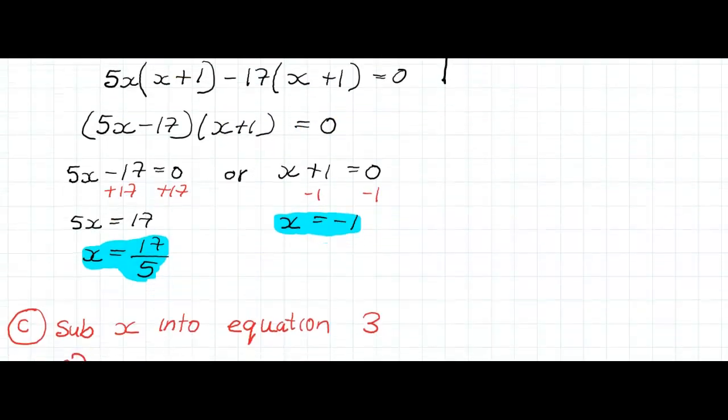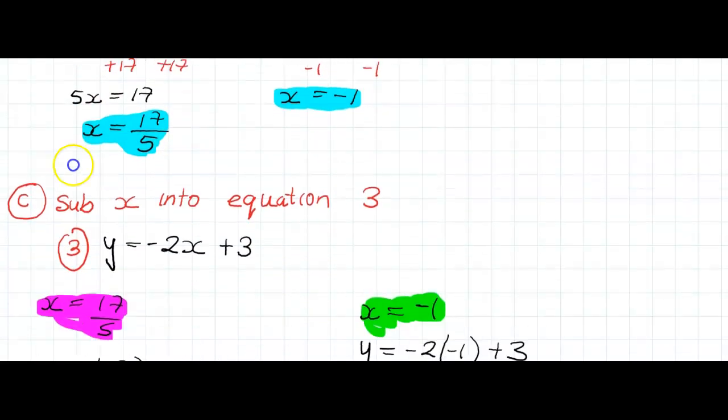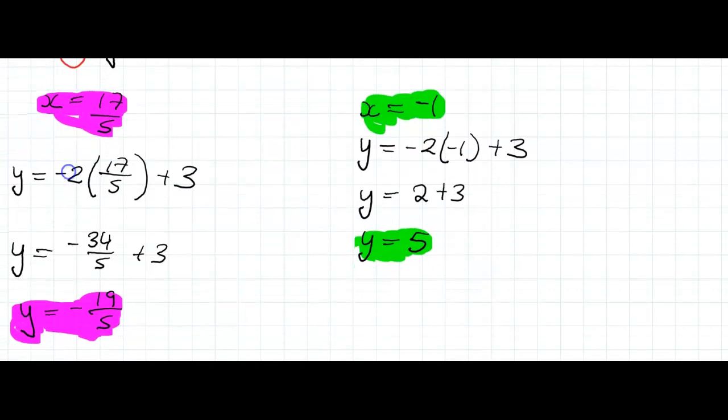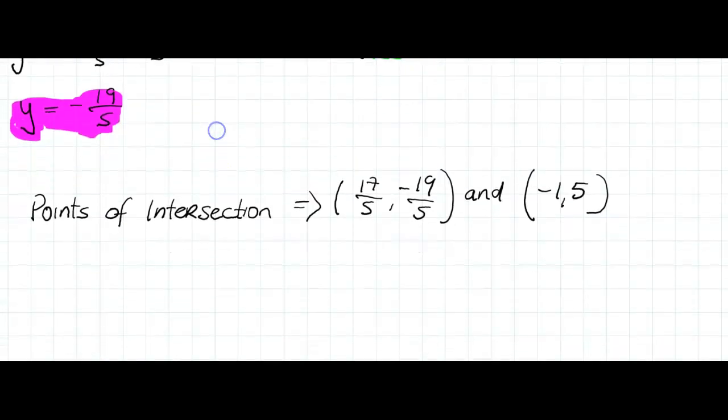So we said that one of these has to equal 0. For the whole thing to be 0, one of these brackets has to be equal to 0. So we do it for both of them. We solved for x and found what x is equal to in both. And then we subbed them back into our third equation, the one with y on its own, to solve for y. We got our answers for what y is equal to, so then we knew our points of intersection.